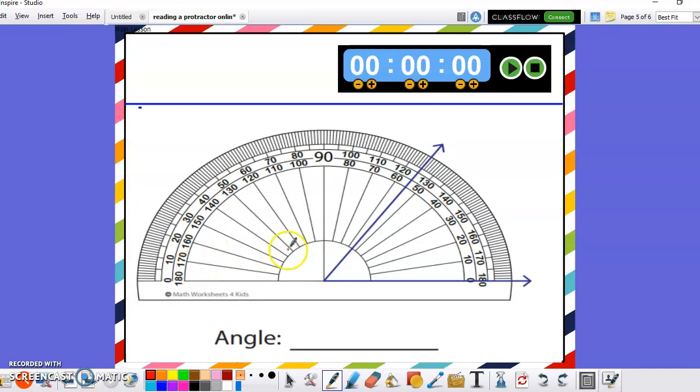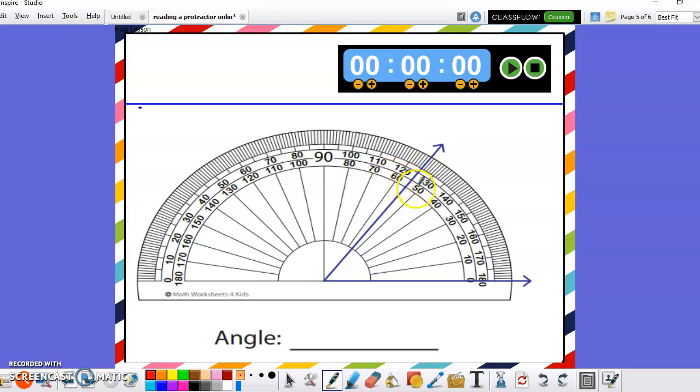So when I look at this angle right here, I see that it's opening up to the right. So I'm going to find where the 0 is, and the 0 is on the bottom. So now I'm just going to start at this 0 with the first ray at 0, and I'm going to just go right on up. So it's in between my 50 and my 60.